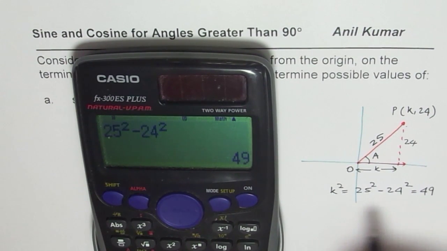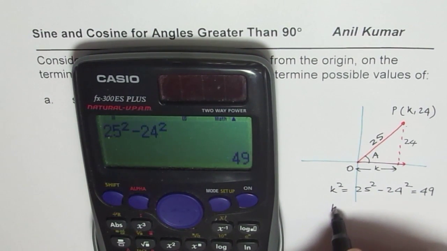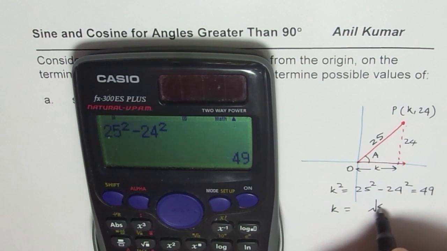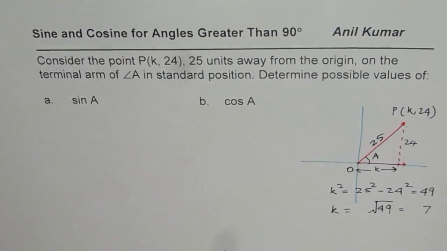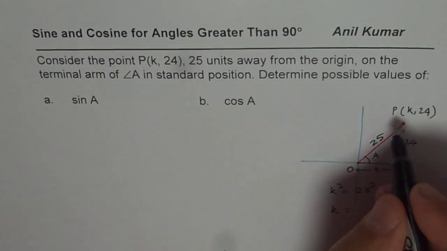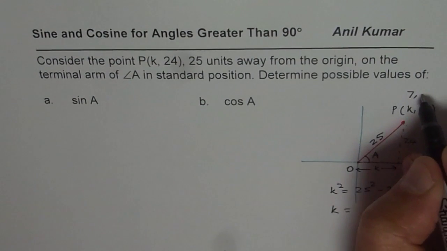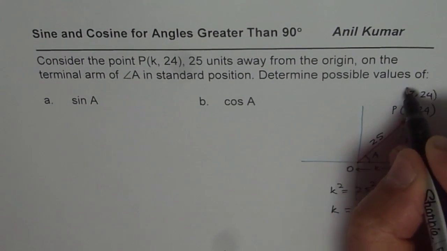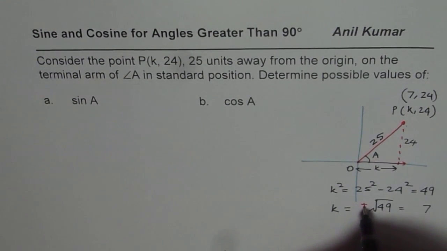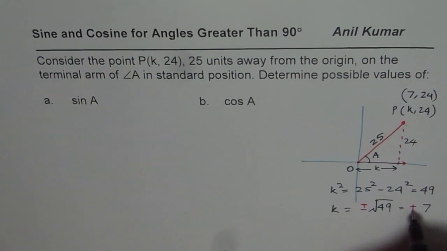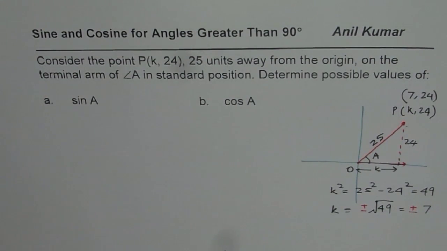Now if K squared is 49, what is K equal to? K is equal to the square root of 49, which is 7. So we get one possible value, the point (7, 24). Now it is important to understand that whenever you take a square root, you should write plus and minus. So we actually get two values: plus 7 and minus 7.